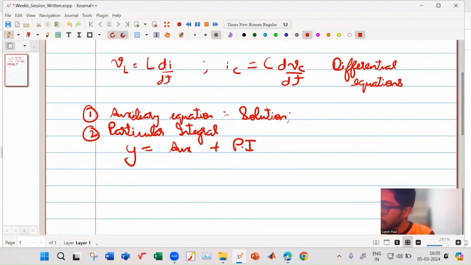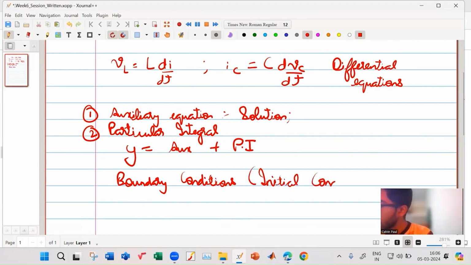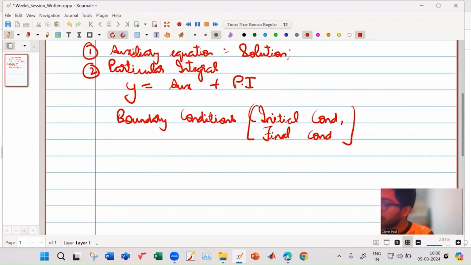Then after that, we will apply our boundary conditions. What are boundary conditions? It is your initial condition as well as your final condition, etc. After doing all this, we will find the complete solution. So this is the entire process when we are solving differential equations.